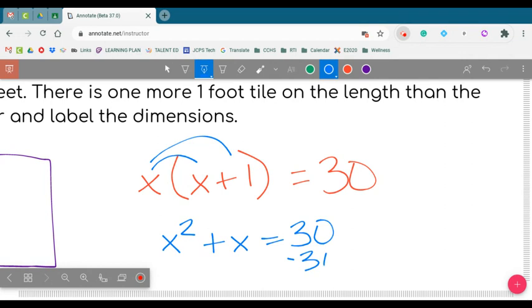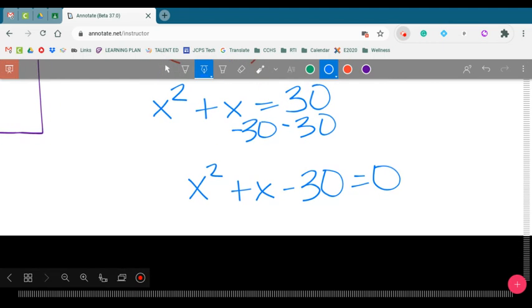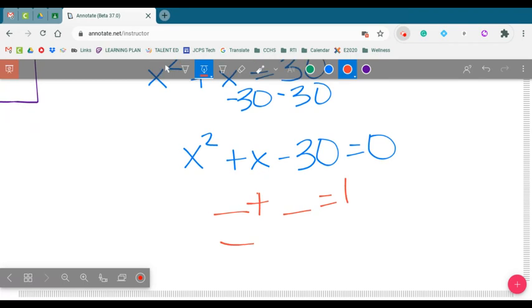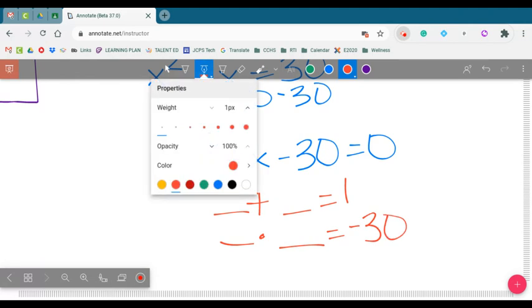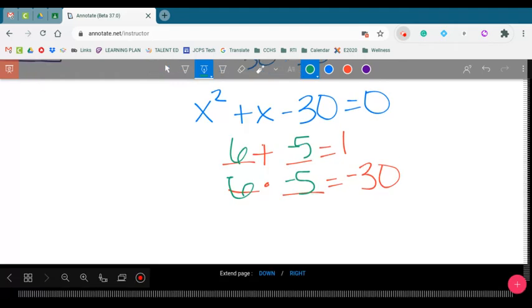And then you want to subtract over your 30. So you get x squared plus x minus 30. And that equals 0. We can't forget that equals 0. And then we know how to factor this already. So what plus what equals 1? And what times what equals negative 30? This would be 6 and negative 5. So you would have x plus 6 and x minus 5 equals 0.